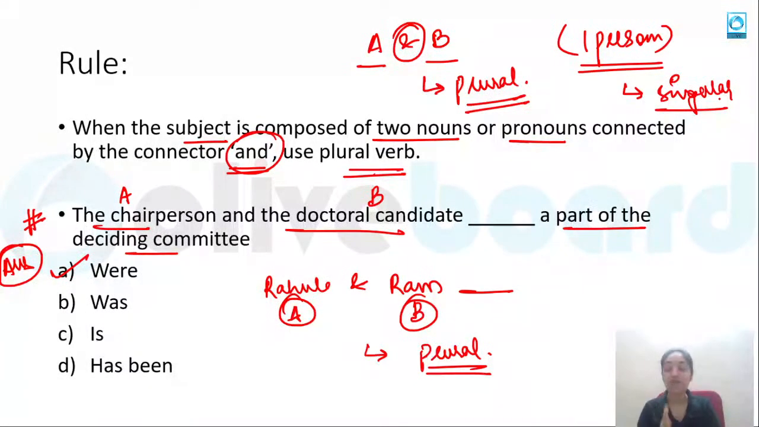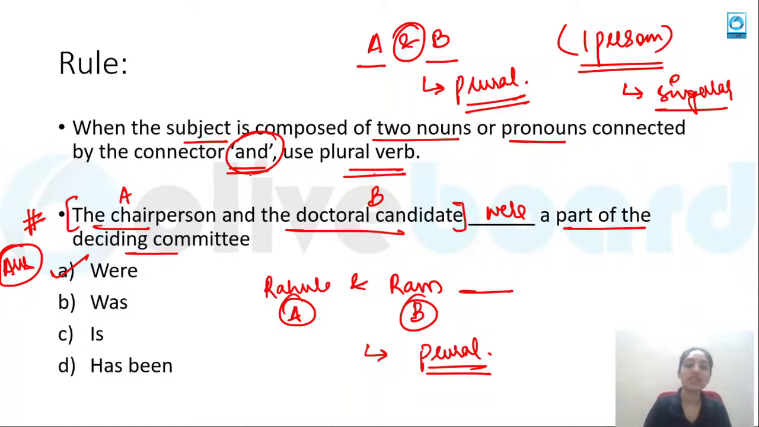So what is the first rule that we have studied? If our subject is plural, our verb will also be plural. Here the subject that is given to us is plural. That is why option A is the correct answer. Correct answers by most of you. Nirmal, yes, absolutely correct. Option A is the correct answer.